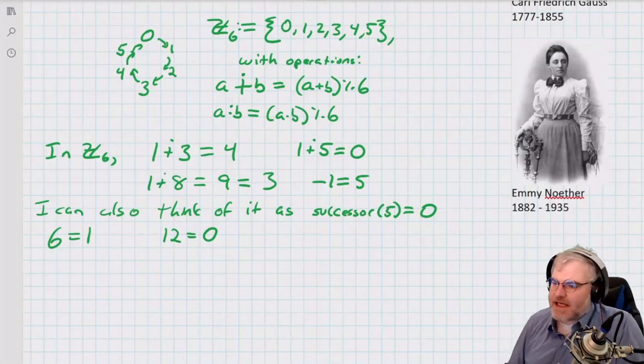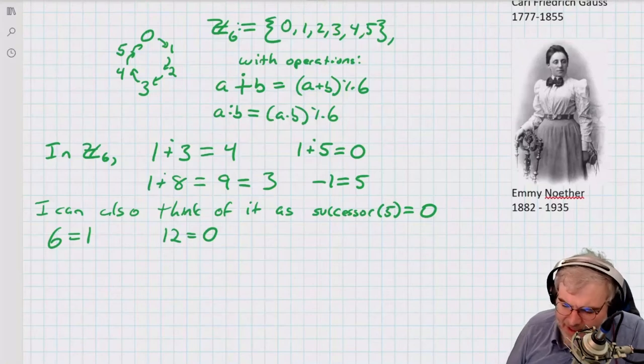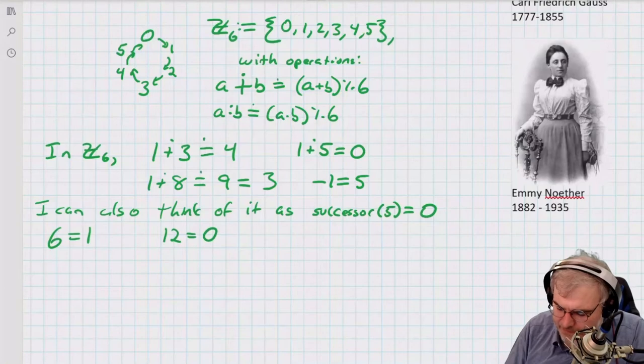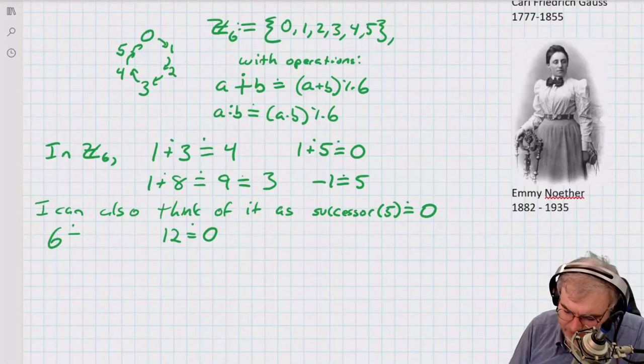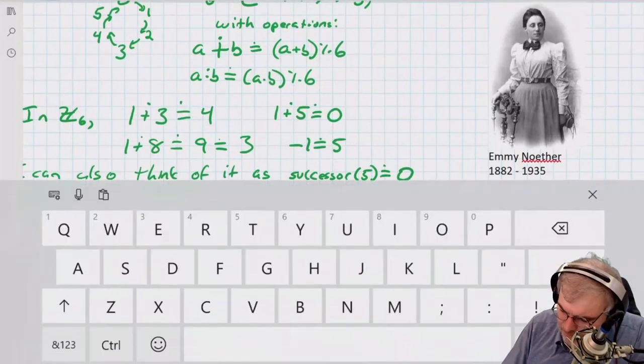Now, your book is going to write it like this. And I can write dots. Okay? So I can do the dot thing above this thing. And that's not uncommon. But I hate that. No, 6 equals, I'm sorry, 6 equals 0, not 1. That was a mistake. 7 equals 1.